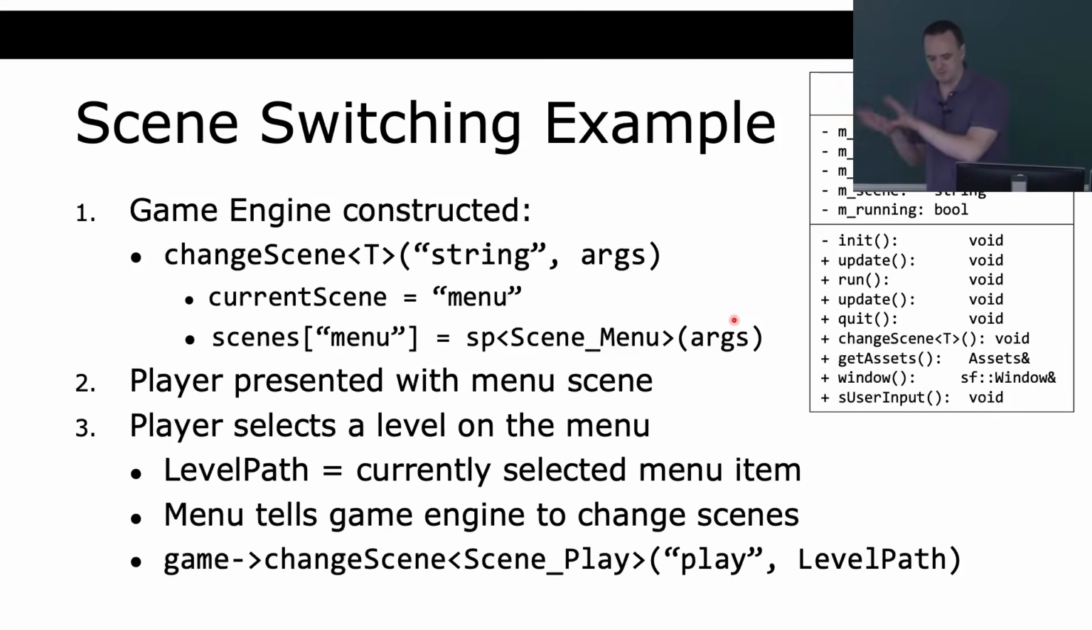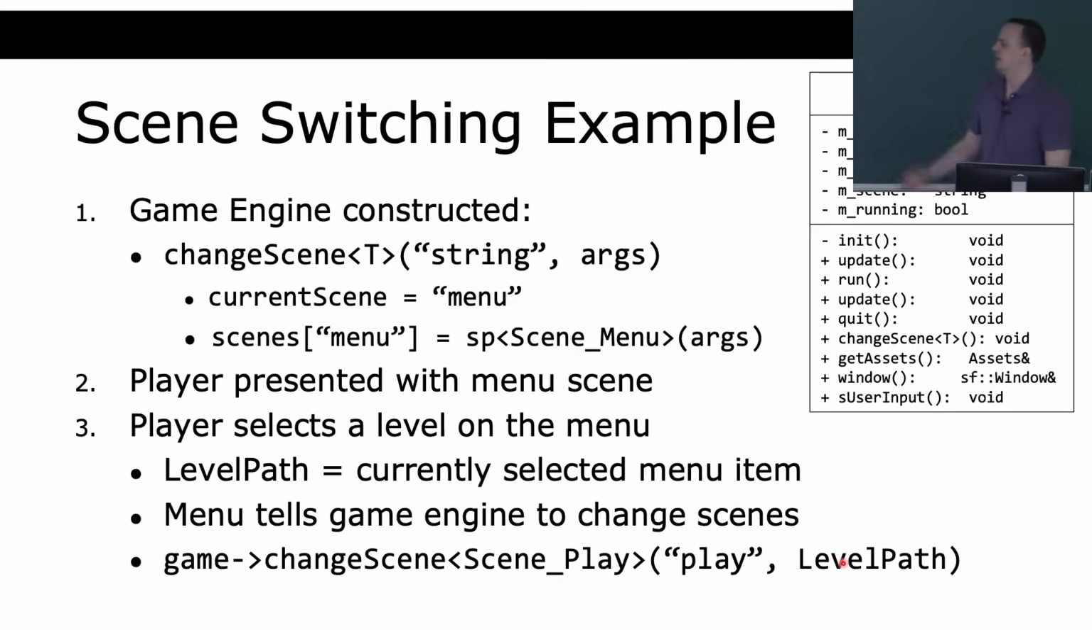But then on the menu scene, let's say we press a button where we select the level. What's going to happen is the level path is the currently selected menu item, and the menu tells the game engine, okay, now we're going to change scene to the play scene, call this play, and give it the level path, right? We can change scenes back and forth by doing this, just calling the game engine's change scene function.